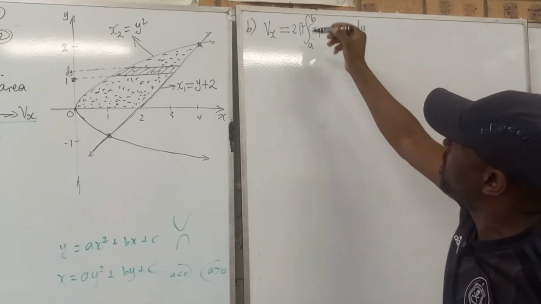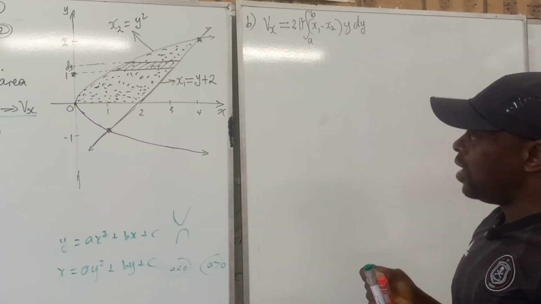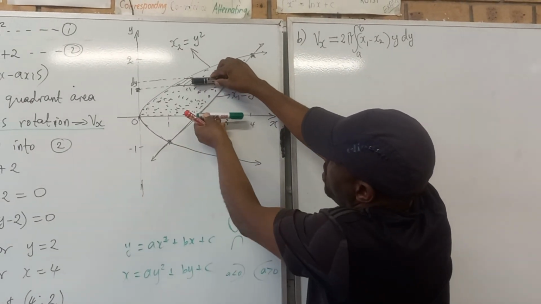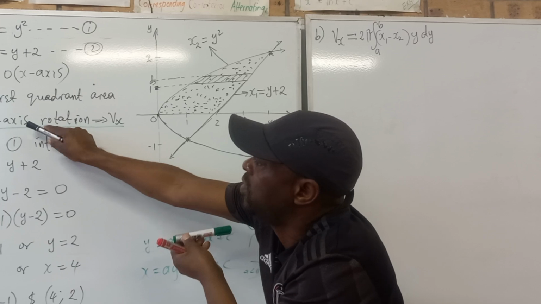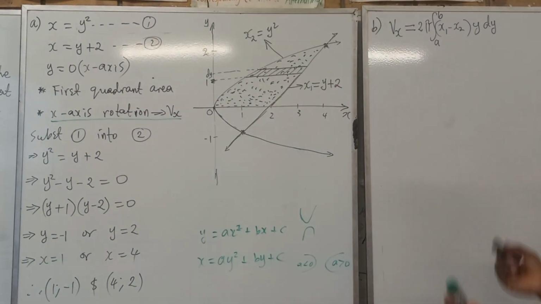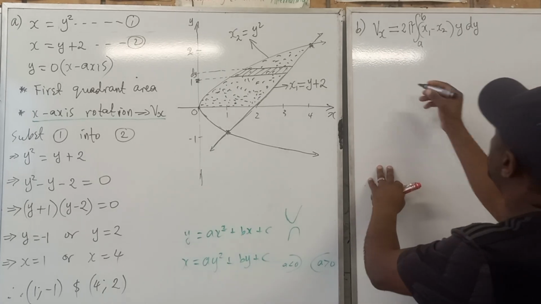How do I know shell method? I see 2 pi outside. Another way I know it is that the strip in my diagram must be parallel to the axis of rotation. You see, the axis of rotation is the x-axis, the strip is parallel. Once the strip is perpendicular, it's the disk method. So this is the shell method.